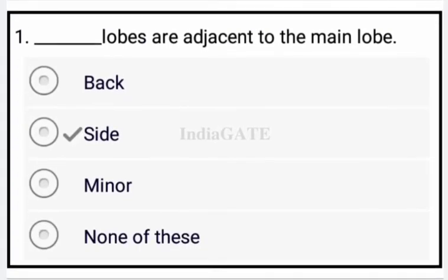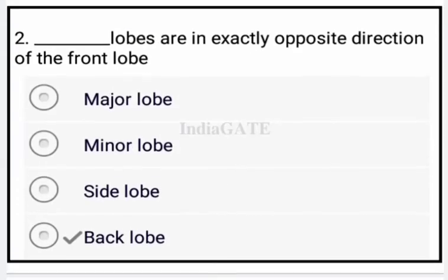Side lobes are adjacent to the main lobes. So the correct answer is side lobes are adjacent to the main lobes. So option B is correct. Next question. A back lobe is exactly opposite in direction to the front lobe. So the correct answer for this question is option D, that is your back lobe.